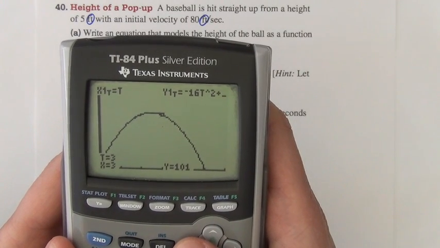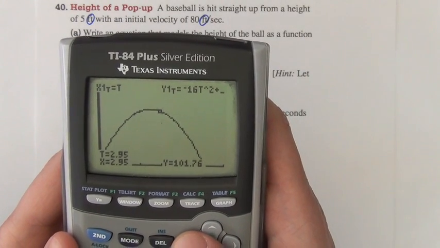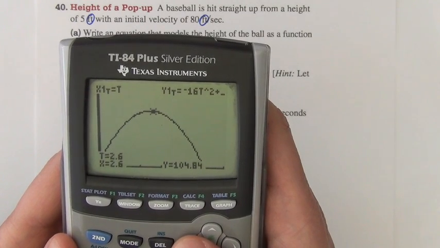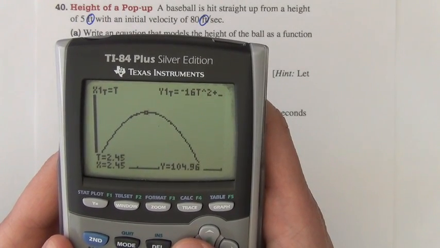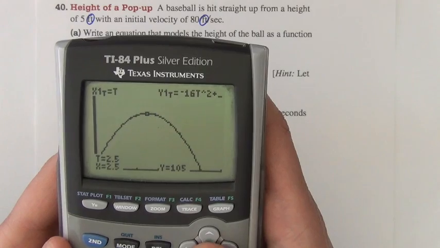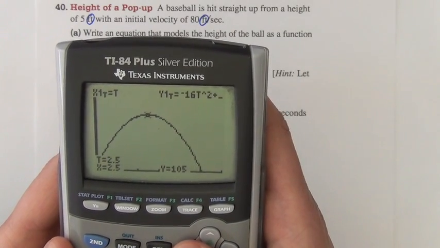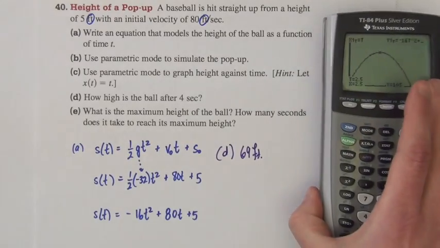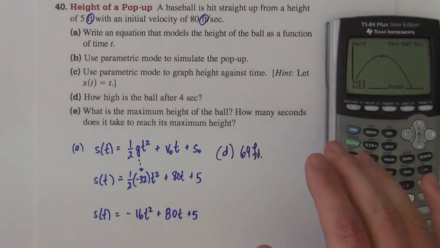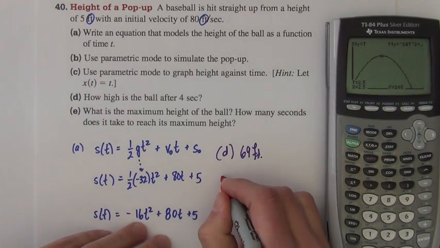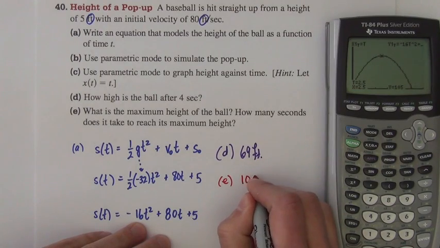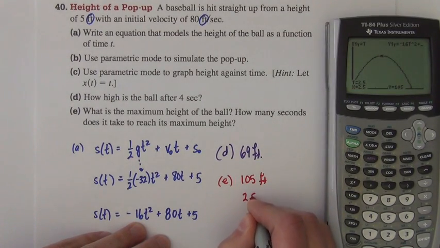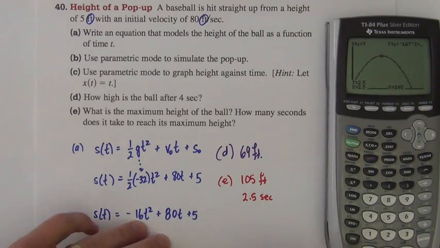So I'm looking at the y value. See, it's 101 now, 101.76. It's still going up. Still going up. Right there. It's at its peak, 105 feet. And look at the time, that took 2.5 seconds. So there's our answer to part E. The maximum height, 105 feet at 2.5 seconds.